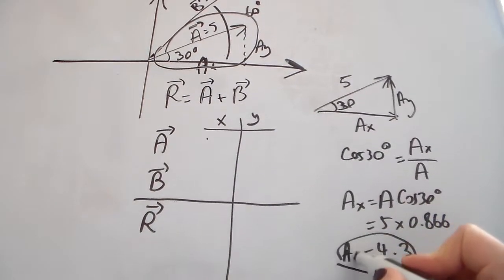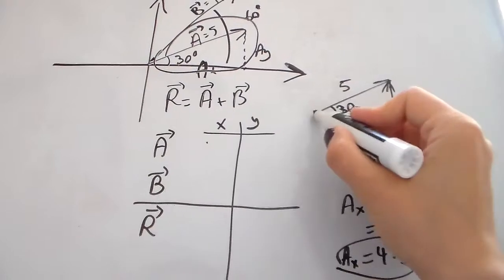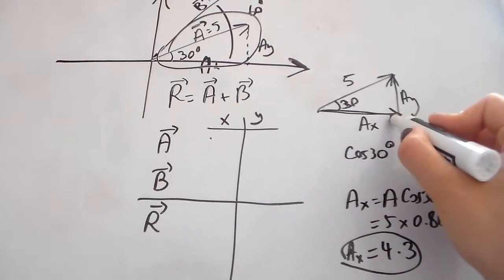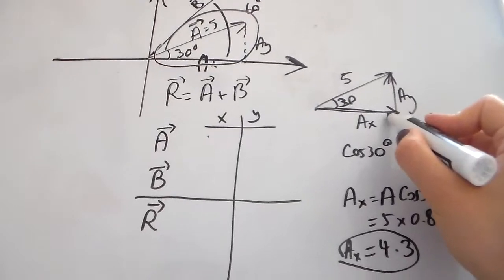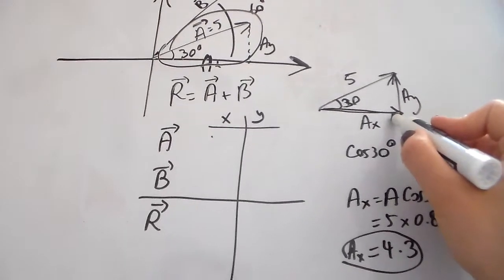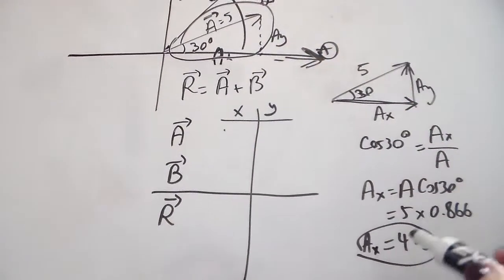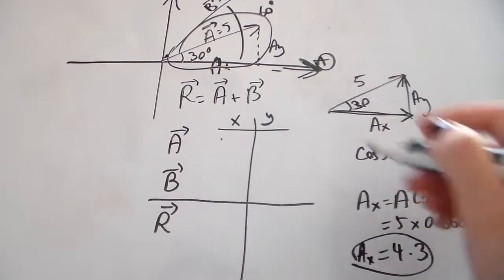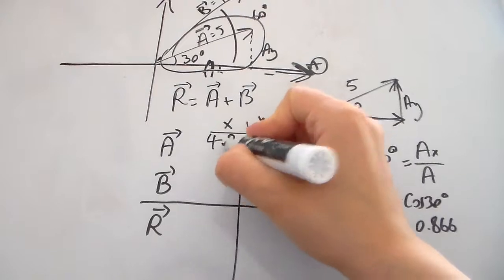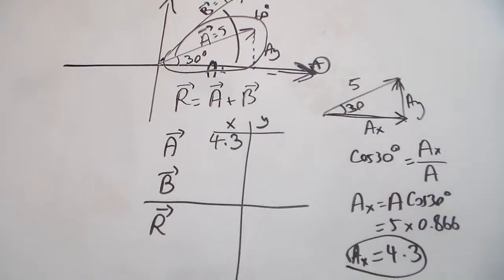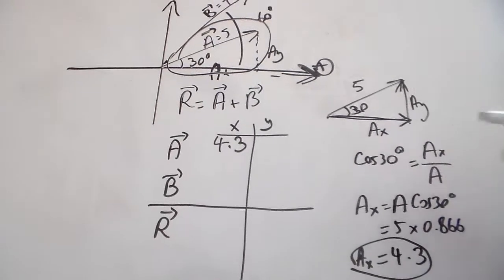But it's not the end of the story. We always have to check whether this is along the positive or the negative direction. Remember, these are vectors, so their direction matters. We have our positive direction towards this way, and AX is in the same direction, so this is going to be 4.3 with a positive sign. All right, so how about the y direction?